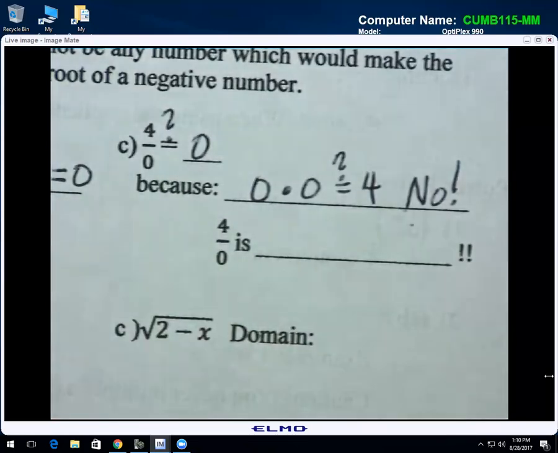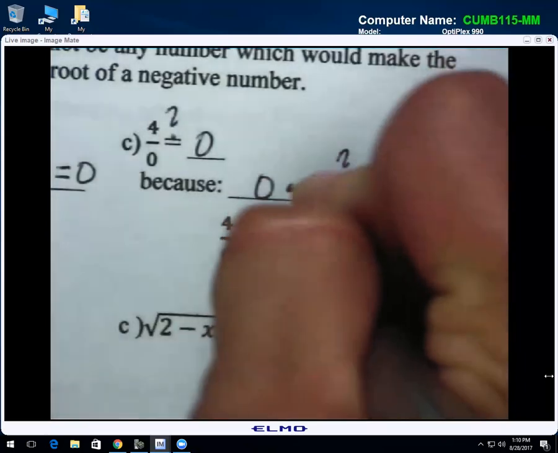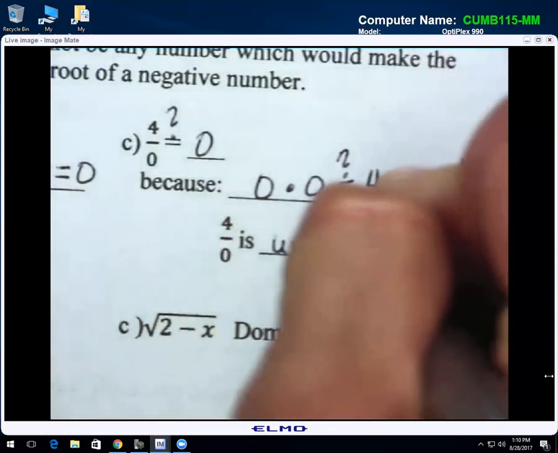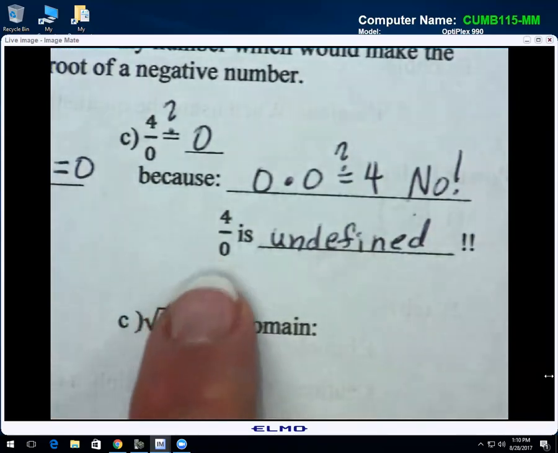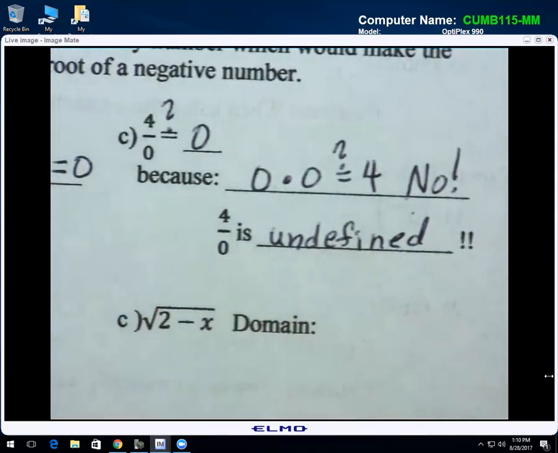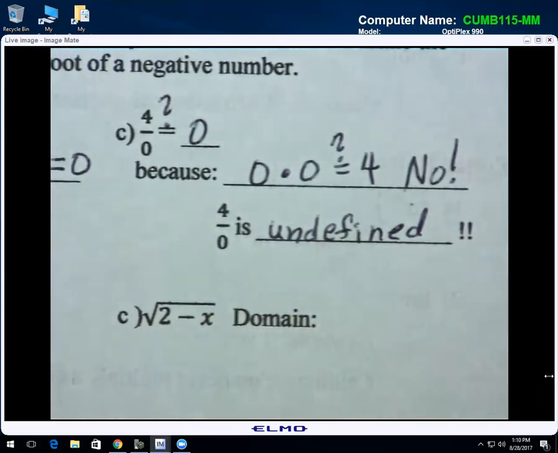So 0 is not the answer to this problem. Actually, there is no answer to that problem, which is why we call it undefined. There's no number in the whole wide world that we can multiply by 0 and get 4 as an answer. So that is an expression that does not exist. That's an expression that's undefined.